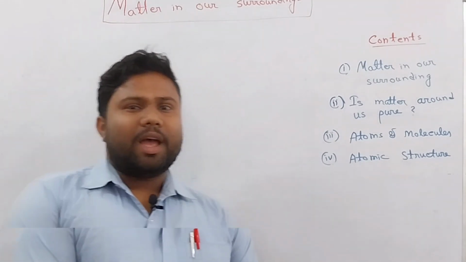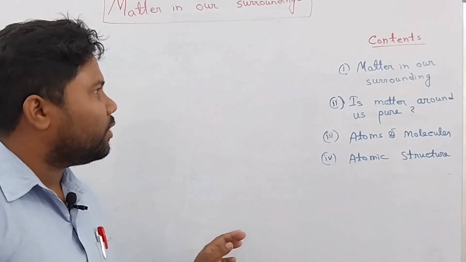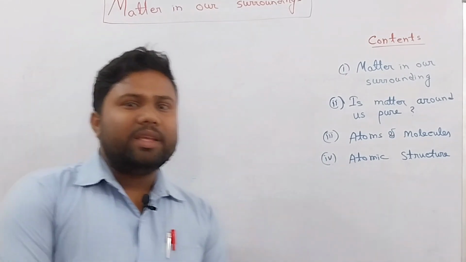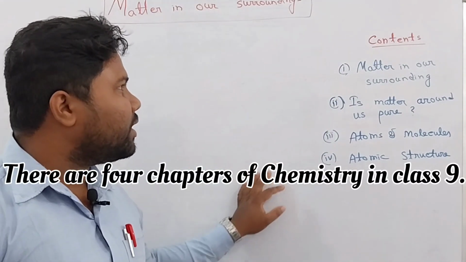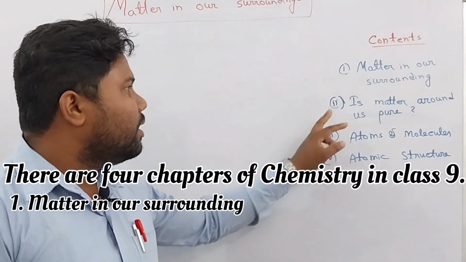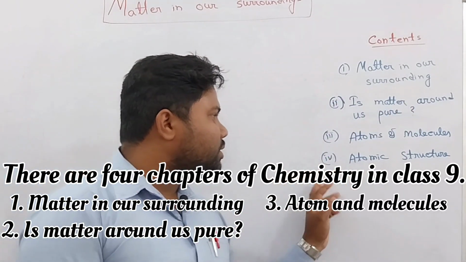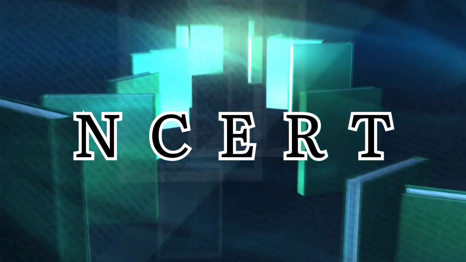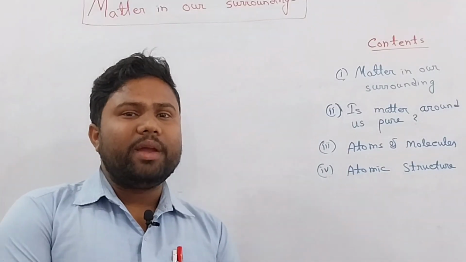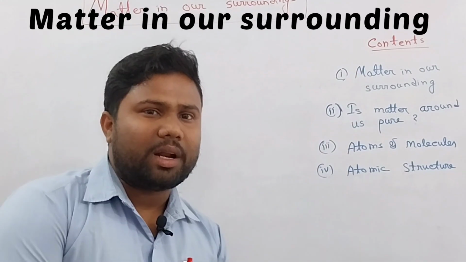So actually I have brought a series of classes for class 9 chemistry. As we know, in class 9 there are a total of 4 chapters in chemistry. The first chapter is Matter in Our Surroundings, and the second one is Is Matter Around Us Pure. Third is Atoms and Molecules, and fourth is Structure of the Atom. These chapters are included in our NCERT books for class 9 chemistry. Today we are going to start the first chapter, that is, Matter in Our Surroundings.